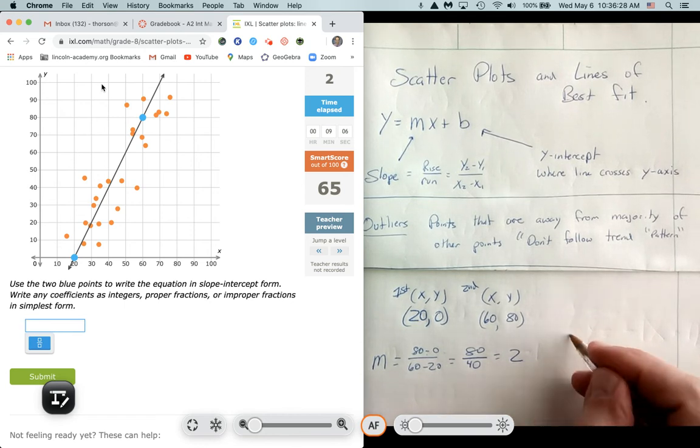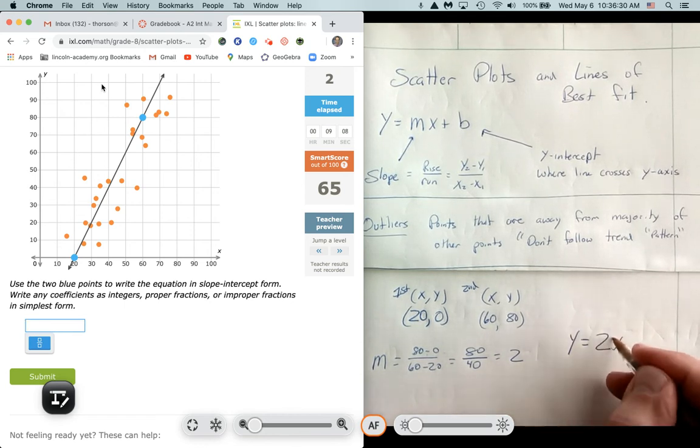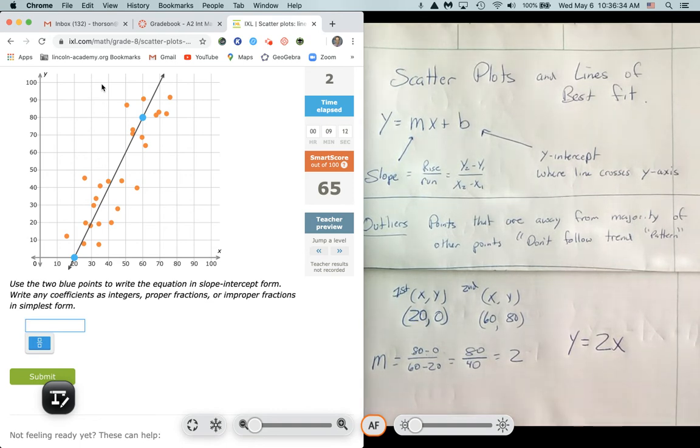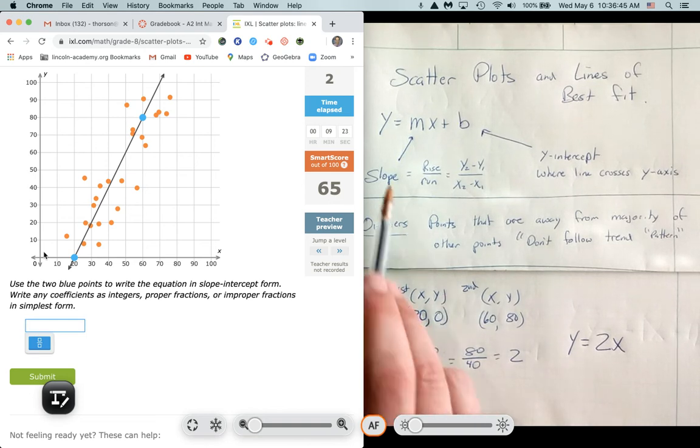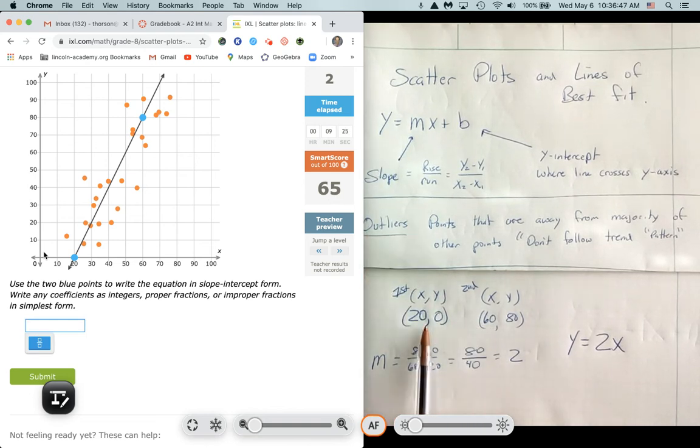So I know my equation is going to be y equals 2x plus or minus some b value that I don't know yet, because this line doesn't cross the y-axis except maybe way down here somewhere. And again, I'm not going to assume it comes out to be some nice number. I'm going to figure out what it is. What I'm going to do is use one of my 2 points. I like using zeros. It makes evaluating things easy. So I'm going to use the point 20, 0.